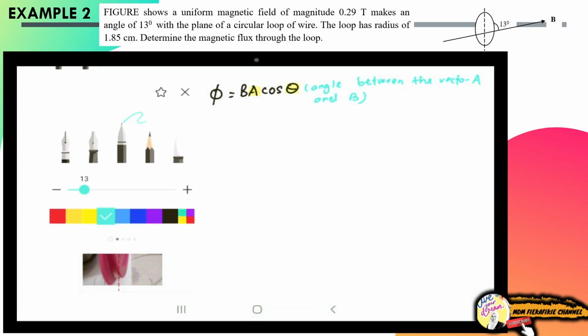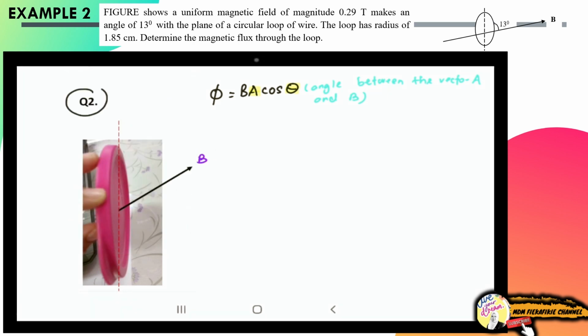So if we read the question carefully, here we have B, and the angle is here. This is the angle, 13 degree. The question states that the uniform magnetic field B makes an angle of 13 degree with the plane of a circular loop. So the pink color is the plane and this is B, and they are 13 degree.